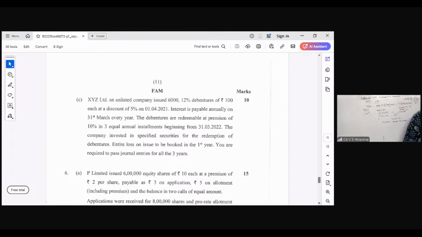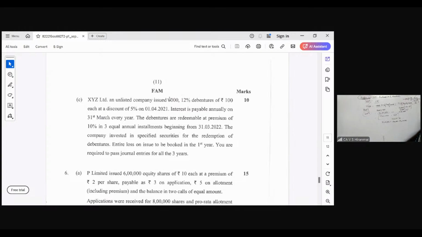It has come from the redemption of debentures, which we have just done. It talks about issue also, it talks about redemption also, it talks about interest also. So there are various things, but trust me, it is one of the easiest topics that you can have. First, read this particular question. XYZ, an unlisted company. I told you unlisted company means you are supposed to create DRR, which is equal to 10% of the face value of the debentures to be redeemed.